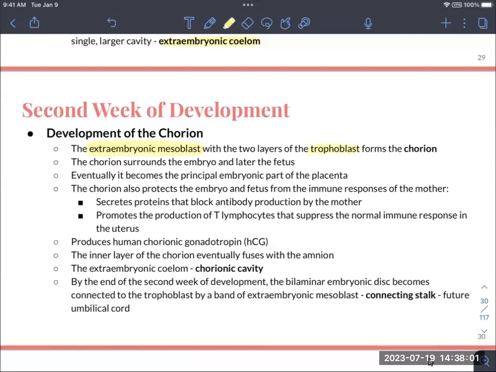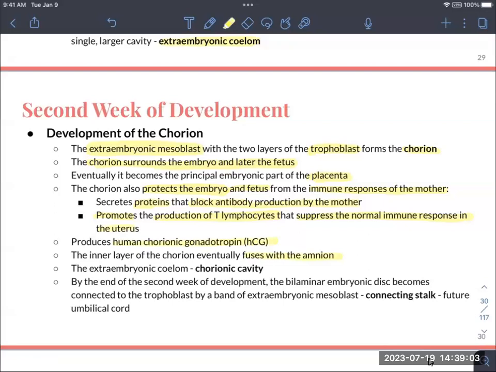We have a trophoblast that forms the chorion. That chorion wraps all the way around the embryo, later the fetus. It's going to become part of the placenta. It works to protect the embryo and the fetus because the mother's immune system may come and attack. This chorion prevents that from happening. It helps to secrete different proteins that block antibodies. It promotes T lymphocytes, which are going to suppress immune responses in the uterus specifically. The chorion is going to continue to produce human chorionic gonadotropin. That inner layer will fuse with the amnion.